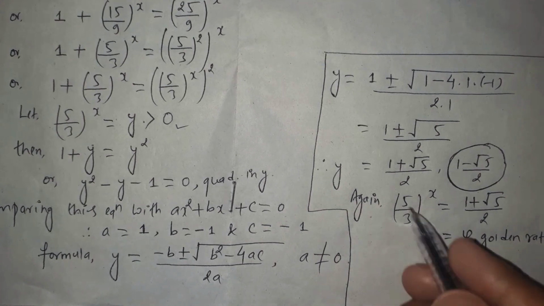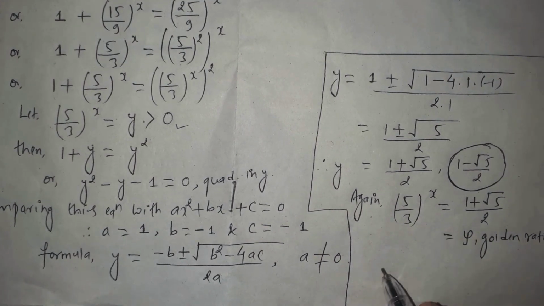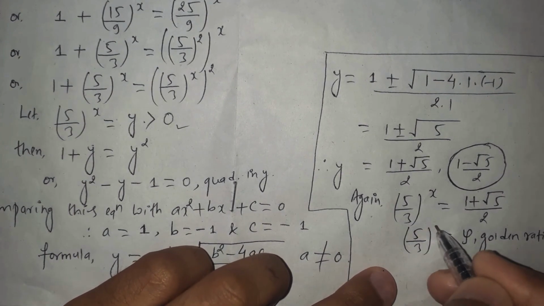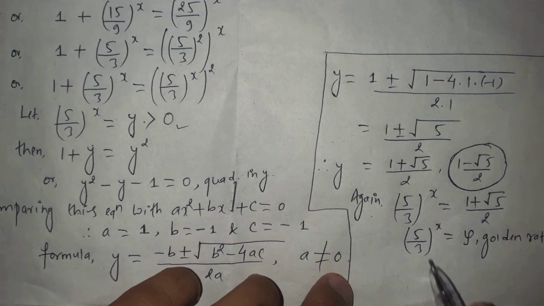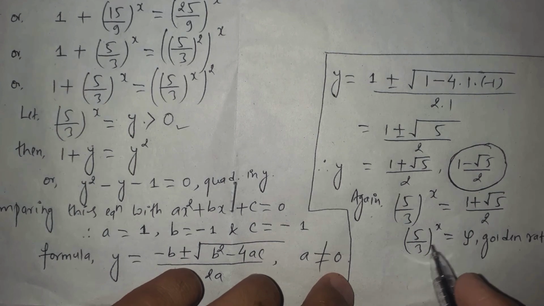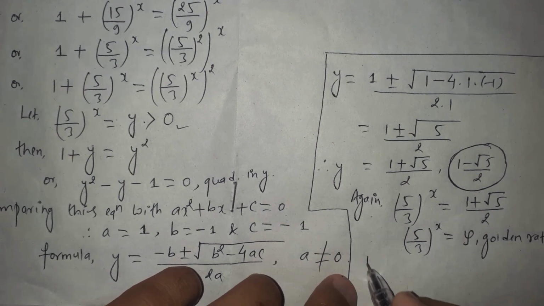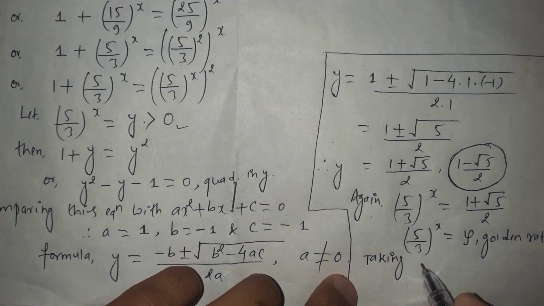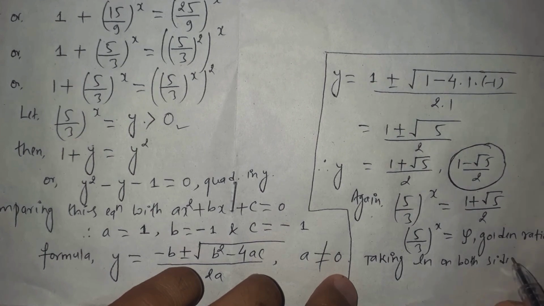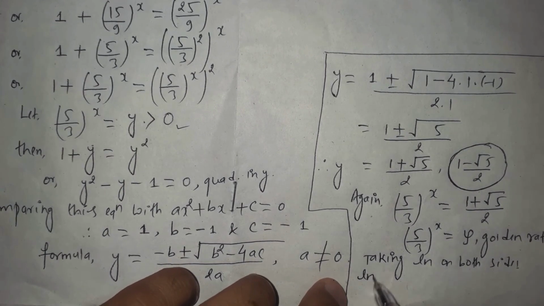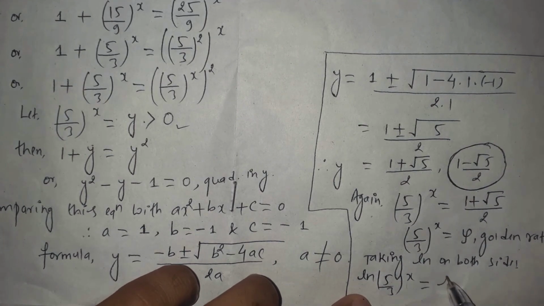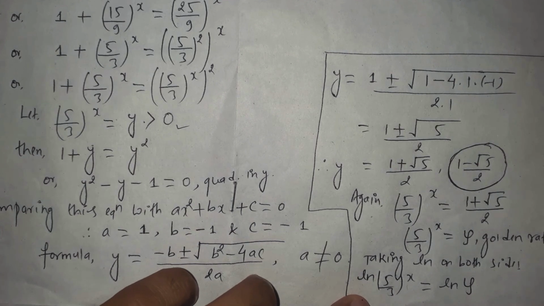Let's solve these equations in terms of the golden ratio. Here, (5/3)^x is obtained as φ, the golden ratio. Our target is to find this variable x. Let's take the logarithm with base e, the natural log, on both sides. After taking ln, ln of (5/3)^x is equal to ln of the golden ratio φ.